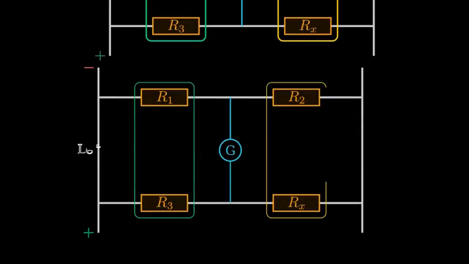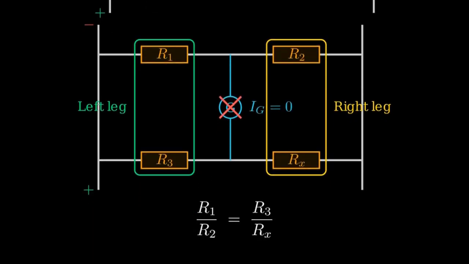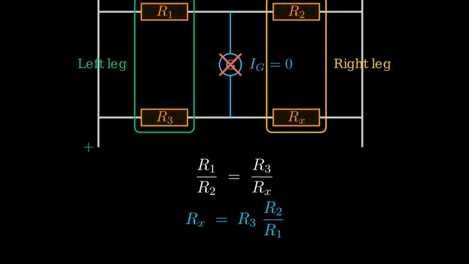At balance, the midpoint on the top has the same potential as the midpoint on the bottom, so no current flows through the galvanometer. That condition leads to a simple ratio. R1 over R2 equals R3 over Rx. We can rearrange to solve for the unknown. Rx equals R3 times R2 divided by R1.